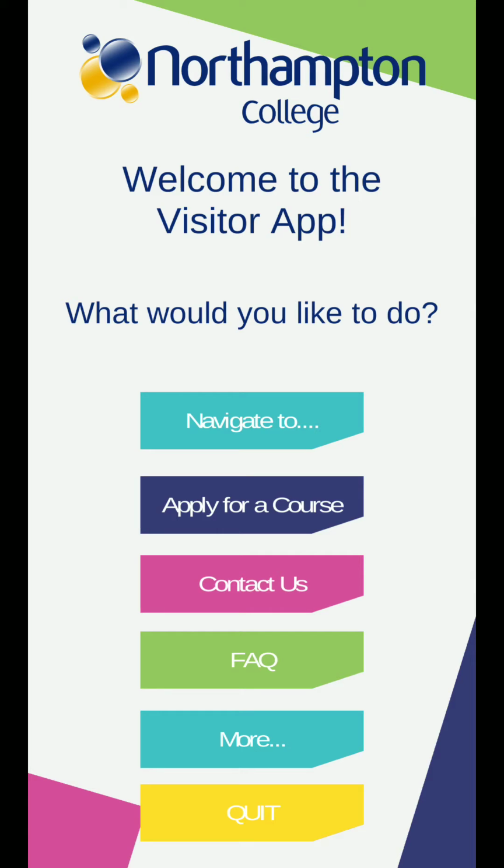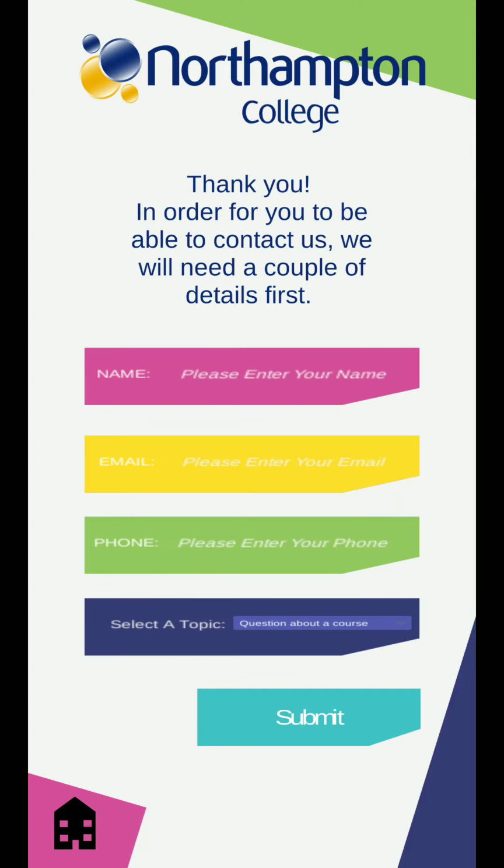Back on the home screen now, we're going to try the Contact Us feature, which is again very similar to the Apply for a Course feature. It will just ask for a couple of details such as name, email and phone number, and then you can also select a topic about what you're inquiring about. So if it's a question about a course, a question about the college itself, any additional requirements you may need, stuff like that can all be done straight through the app.